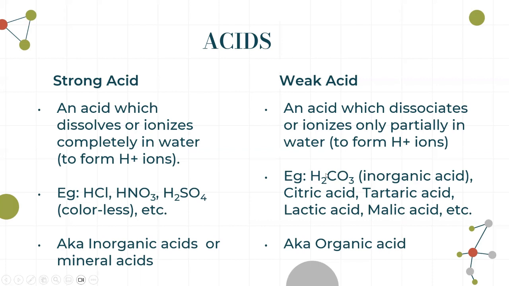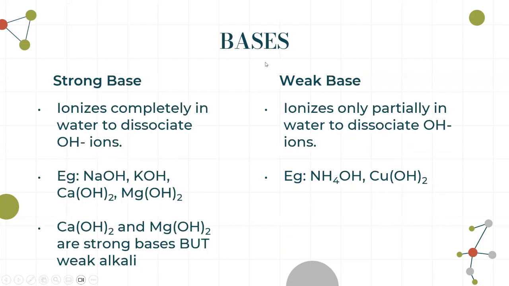For example, we have H2CO3, which is a weak acid, but it's not organic, it is an inorganic acid. Then we have other weak acids such as citric acid, tartaric acid, lactic acid, malic acid, etc., which are organic acids.